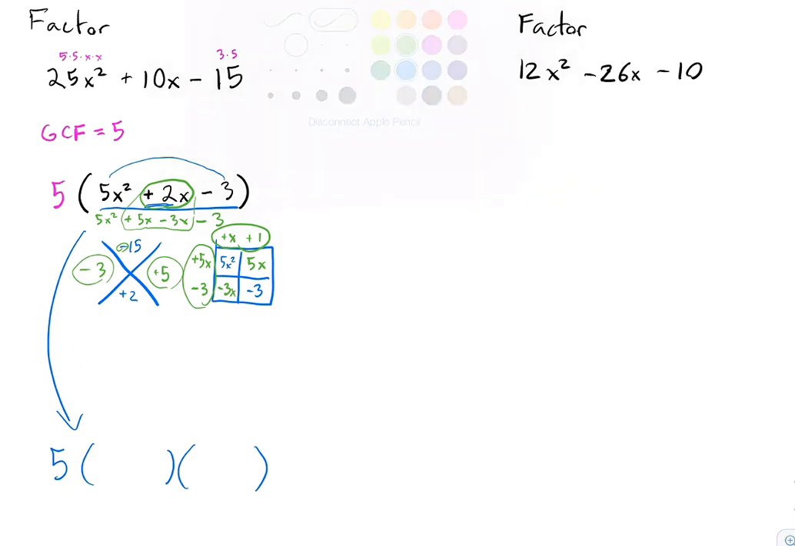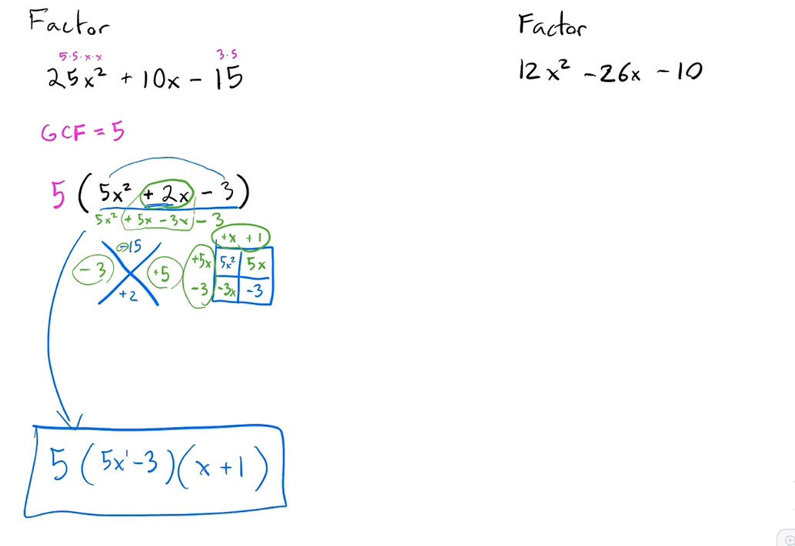So now our end result is our GCF 5 times the inside parentheses factored, which becomes 5x minus 3 times x plus 1. And that's as factored as we can get because x to the 1 can't be pulled apart anymore. That's the inseparable unit there.